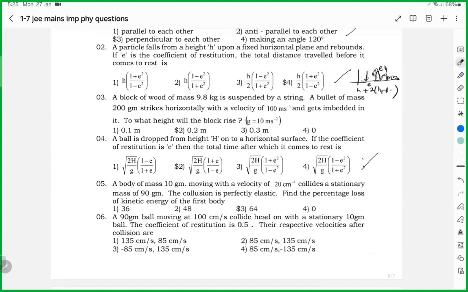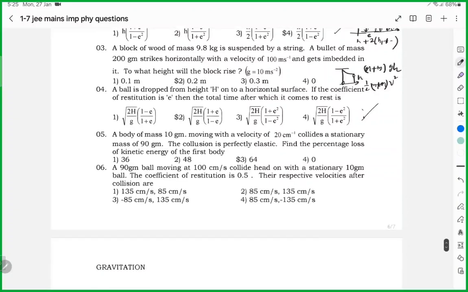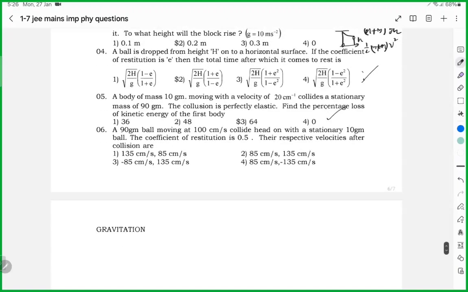Once the bullet is embedded, this is based on half (m plus M) v square is equal to (m plus M) gh, how much height it rises. This is the ballistic pendulum model. Here a body collides with a stationary one, perfectly elastic, percent loss. This model is also not covered.